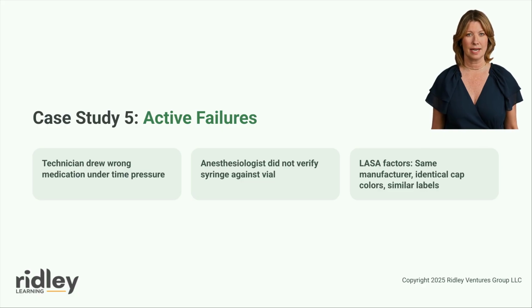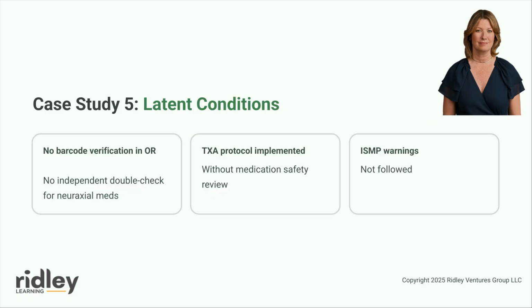The error in this case was wrong route administration of tranexamic acid intrathecally instead of the intended spinal anesthetic, resulting in catastrophic and permanent neurological injury. This represents a never event involving a look-alike, sound-alike medication error with a high alert medication. Let's analyze this case using our course concepts. This catastrophic event illustrates how system design failures can lead to devastating outcomes despite experienced clinicians.